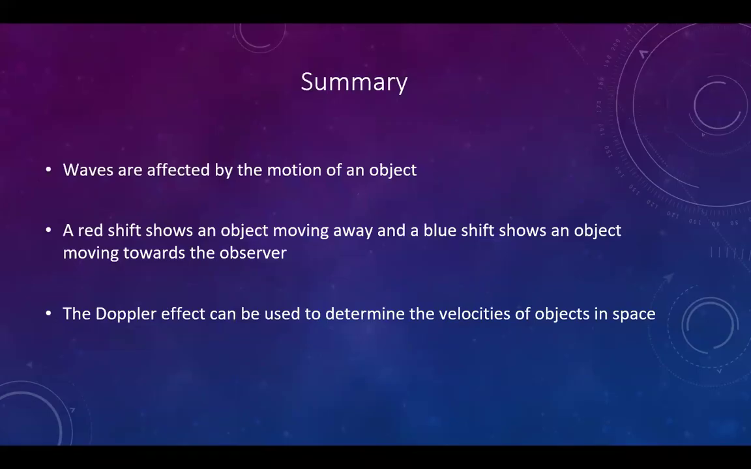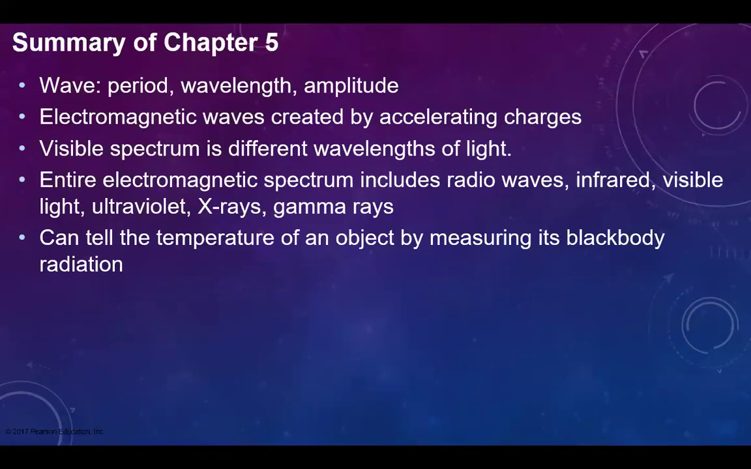So waves are affected by the motion of an object. A red shift shows an object is moving away, and a blue shift shows an object is moving towards you. The Doppler effect can be used to determine the velocities of objects in space and allows us to figure out how fast things are moving. So that's the end of chapter 5.